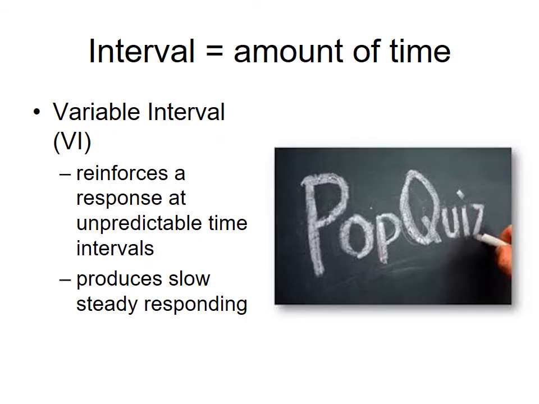And the last one for interval is going to be variable interval. So there's always a fixed for each and a variable for each. So we had a fixed ratio, a variable ratio, fixed interval, variable interval. Interval means time. So variable interval reinforces a response after an unknown time frame. This is going to be slow but very steady responding, and this one is almost impossible to extinguish.